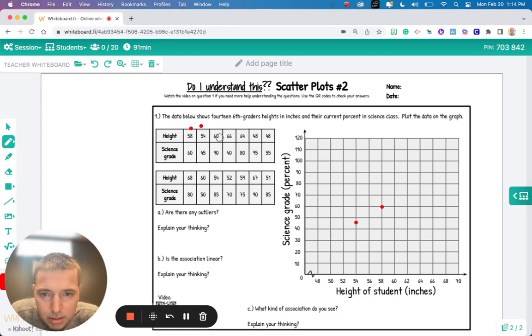The third student's height is 60 and a science grade of 90. So 60 on the X, 90 on the Y. So you can see how I'm always starting on the X first and then I'm going up to the Y. So the next one's 66, 40. 66 on the X, 40 on the Y. 64, 80. 64 on the X, 80 on the Y.